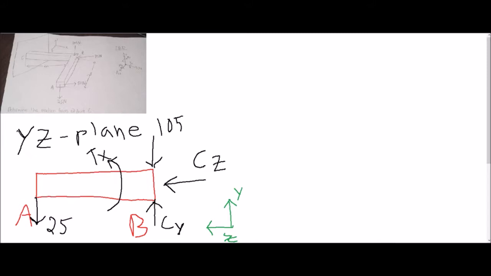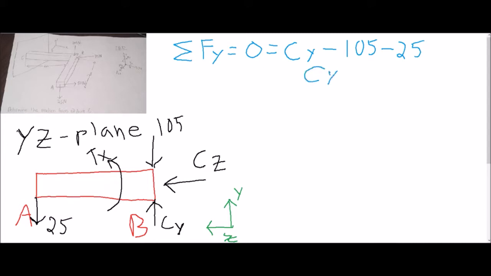Okay, same thing as before. We are going to construct the equilibrium equations. So this time, sum of the forces in the y direction is equal to 0. So in the y direction, based on our coordinate system at the bottom, we are going to have positive Cy minus 105 minus 25. And that, once again, if you solve, will give you a Cy value of 130. And this is good because it checks out, because as you saw in the first part, Cy we got as 130 as well. Okay?